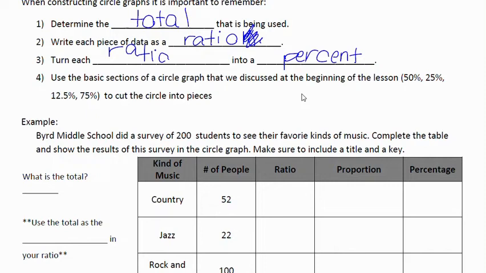So at Bayard Middle School, they did a survey of 200 students to see their favorite kinds of music. Complete the table and show the results of the survey in the circle graph. Make sure to include the title and the key. So the first question we have to ask ourselves before we can even get started is, what is the total?